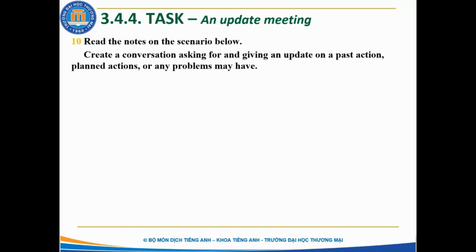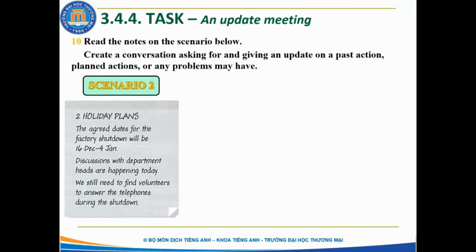Now let's continue with scenario number 2, holiday plans. The agreed date for the factory shutdown will be 16 December to the 4th of January. Discussions with department are happening today. We still need to find volunteers to answer telephones during the shutdown.